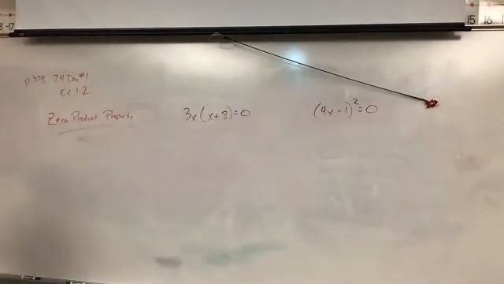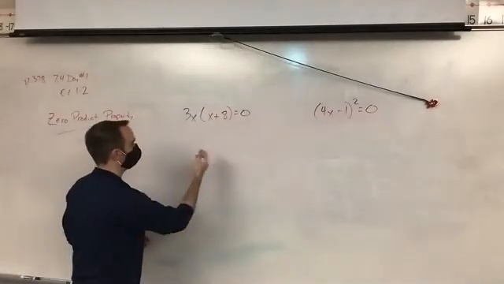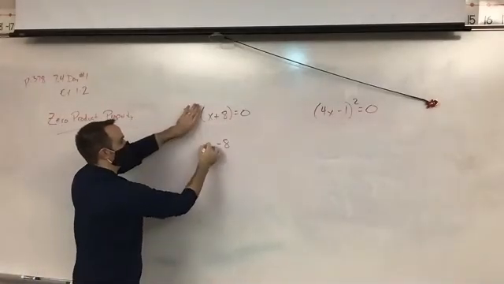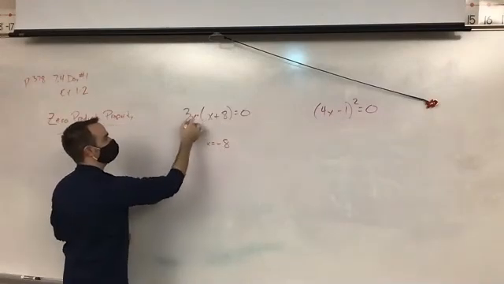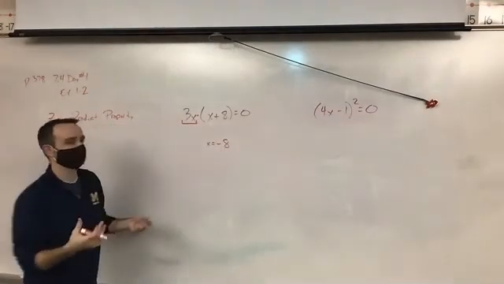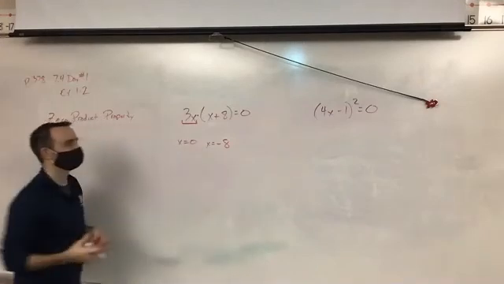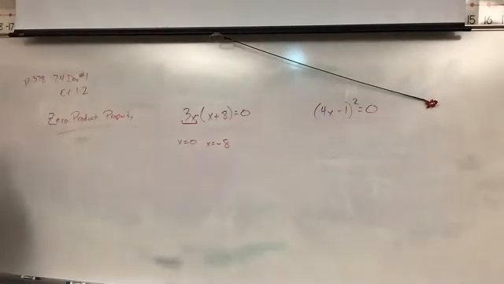Negative 8, yeah, x is -8, because that's this one, right? We know that x is gonna be -8. And then here, if this is gonna equal 0, then x just has to be 0. So we have x is 0 and x is -8 as our two answers.